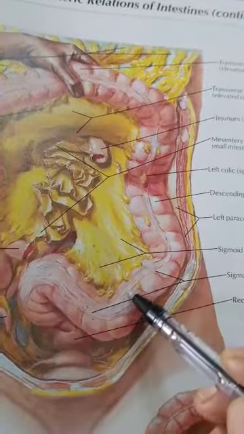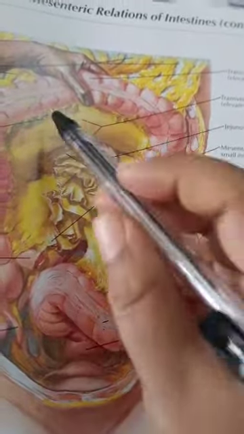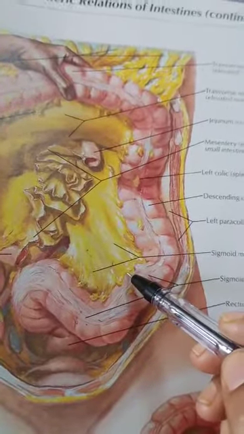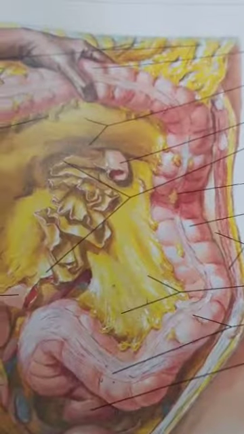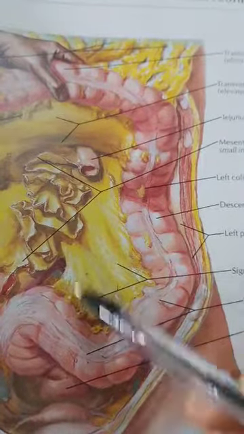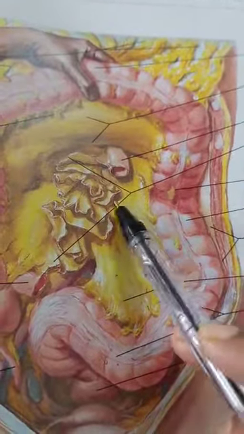So this is the sigmoid colon. These two parts are movable because they are attached to the mesentery. Sorry, not mesentery. They are attached to the peritoneum, the mesocolon, attached to the abdominal wall.